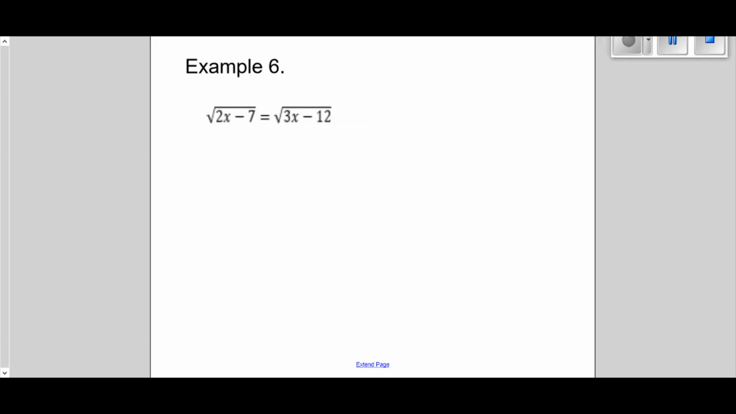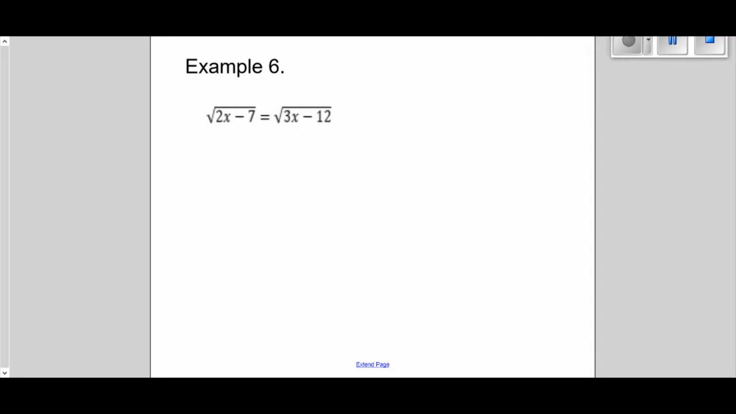So the last set of examples, the last 2 examples we're going to see, is what happens when you have a square root on both sides. For example 6, we have the square root of 2x minus 7 equals the square root of 3x minus 12. So there's a square root on both sides. There's no other numbers or anything like that on the outside.